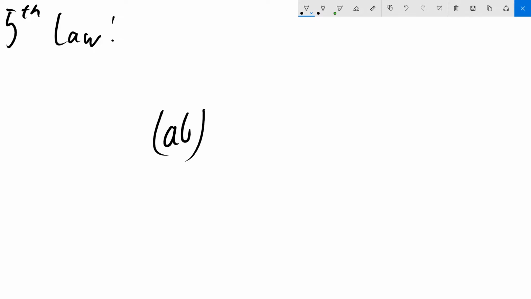Okay, let's look at the fifth law. This isn't really a law in my opinion, but I guess it makes sense to make it one. If you have a times b to the power of m, in brackets, that is the same as a to the m times b to the m.